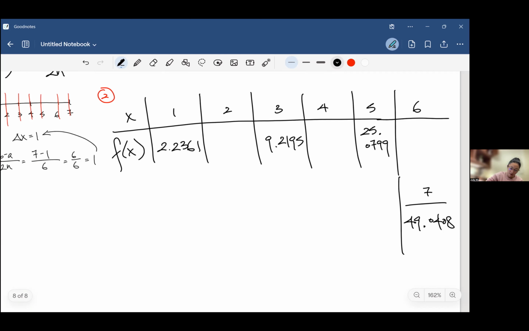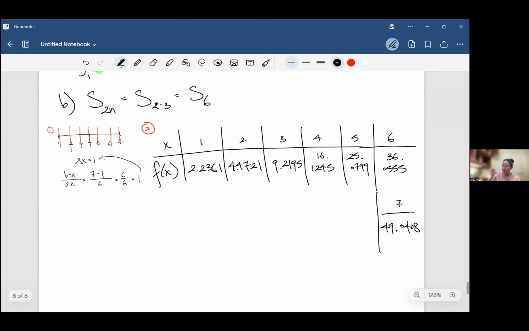The square root of 4 plus 2 to the 4th gives me 4.4721. Okay, now I'm going to plug in 4. Square root of 4 plus 4 to the 4th is going to give me 16.1245. And now I'm going to plug in 6. So square root of 4 plus 6 to the 4th, and that's going to give me 36.0555. Okay. So I've got all of my y values now.